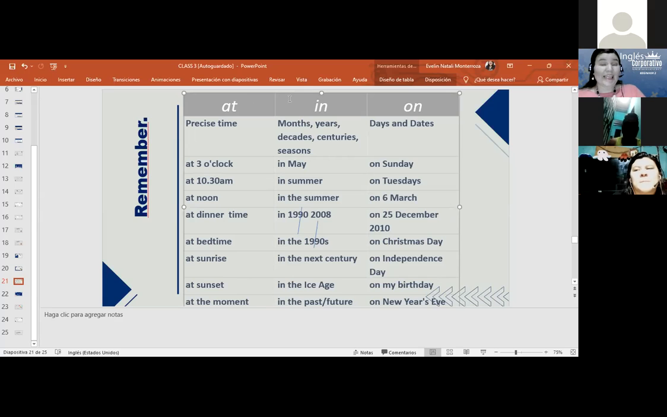The next one, in. In which cases do you use in? ¿En qué casos usamos in? ¿Quién me ayuda a leerlo? Months. Years, decades, centuries, seasons. Uh-huh. What else? In May. In summer. In the summer. It's the same. In the summer. ¿Lo podemos usar de las dos formas?